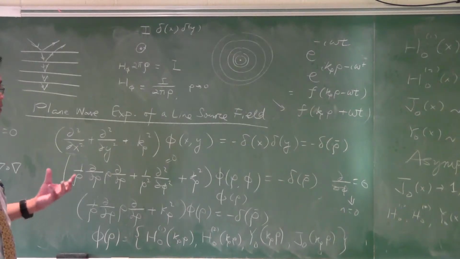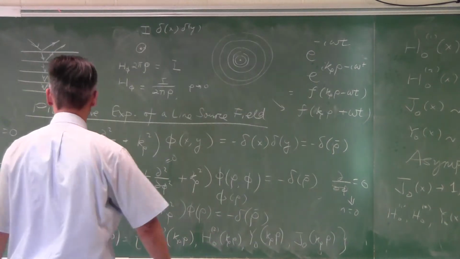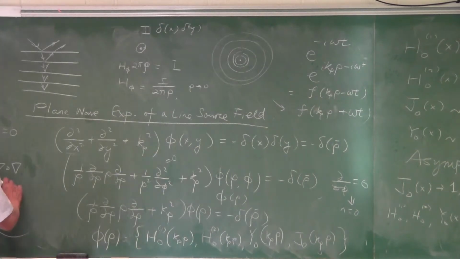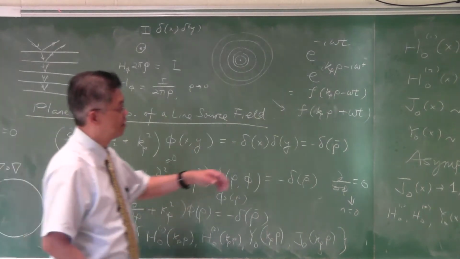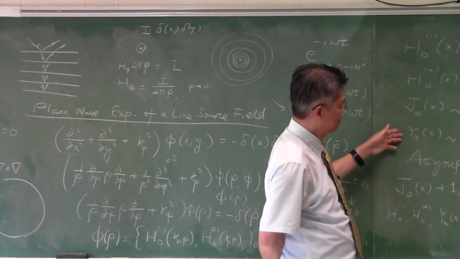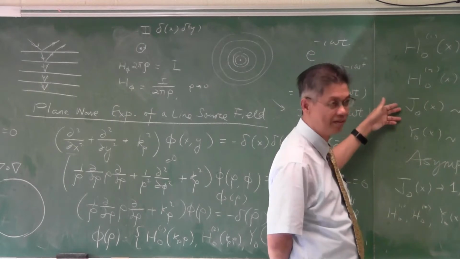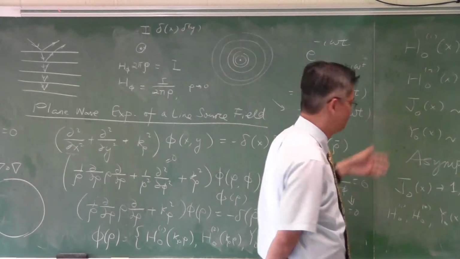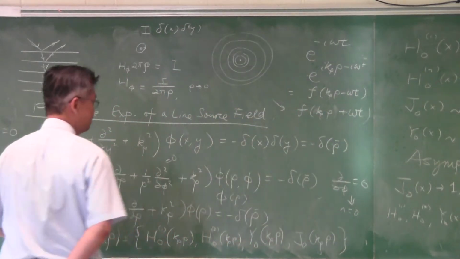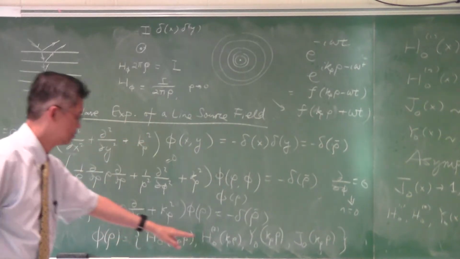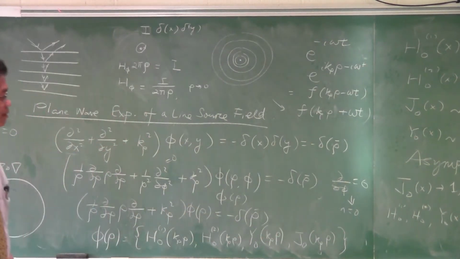And only inside the waveguide, if you're inside the hollow waveguide, there's no source inside. Then these three solutions have to be outlawed because they cannot be the legitimate solution. This is the only legitimate solution when you have a hollow waveguide. And then you pick the third one, the last one, over there.